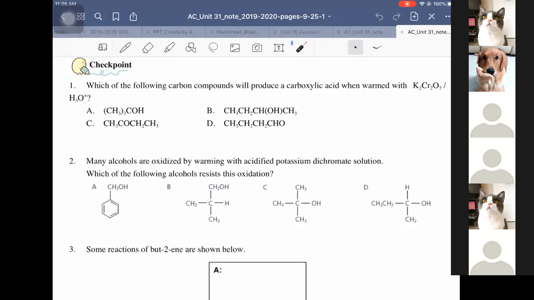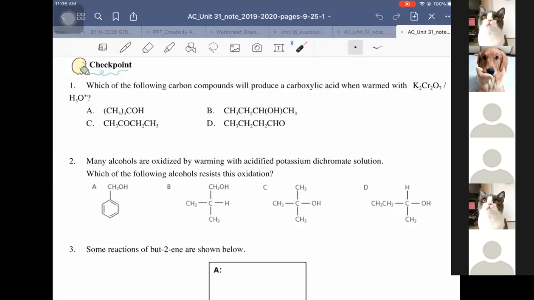So last time we have learned the oxidation of different kinds of alcohol. If we have a primary alcohol, we can oxidize it, and finally we can get up to carboxylic acid. But if we have a secondary alcohol, then we can only oxidize it to ketone. And for tertiary alcohol, it won't have any reaction with acidified potassium dichromate.